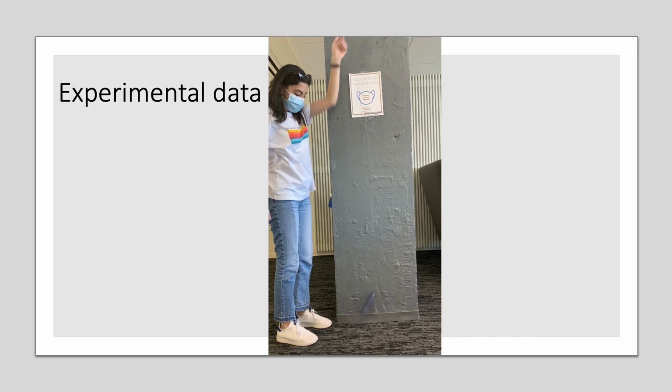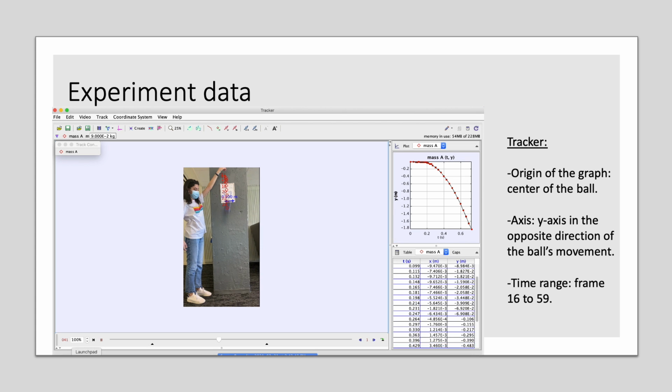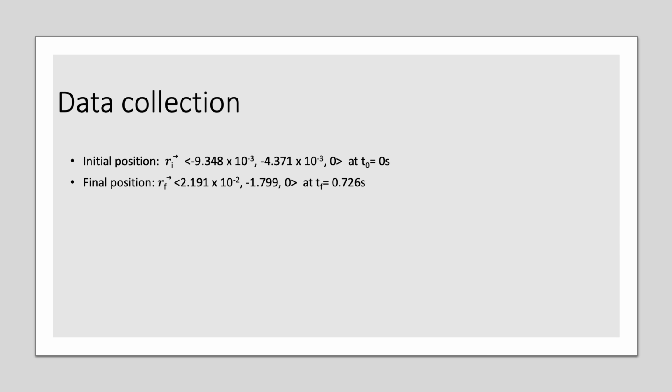The first step consisted of taking a video of the system, in this case a calculator falling from a particular height. Using Tracker, I set up the center of the ball as the origin of the graph, and I oriented the y direction upwards. I used the calculator's dimensions to specify the length scale. The different positions of the center of mass were recorded between time frames 16 and 59 and represented in a table and a graph, as you can see on the right. I relied on the data obtained in order to use them for my computational model.